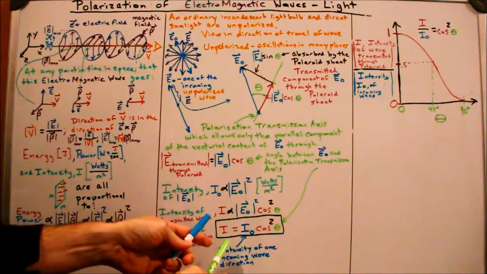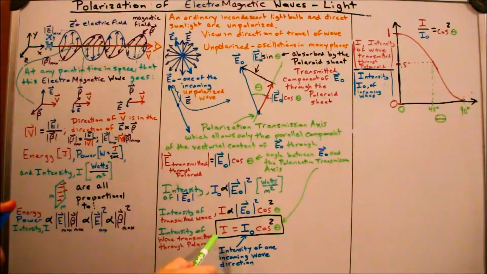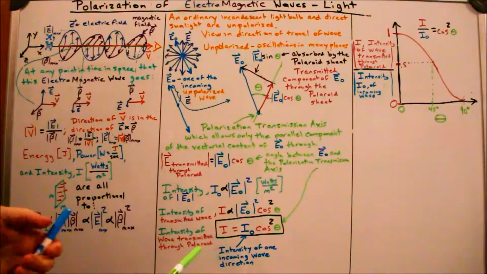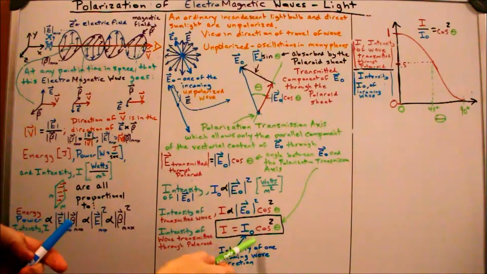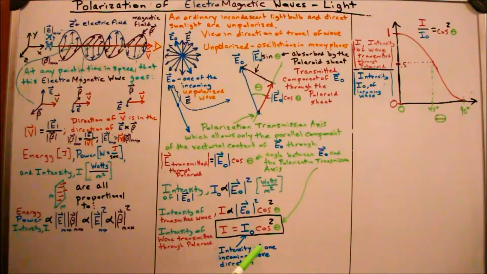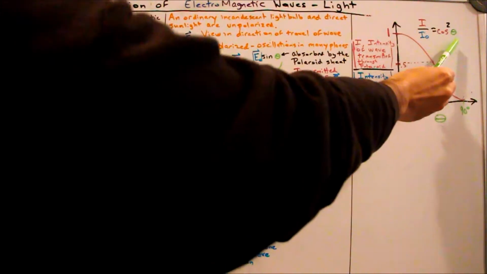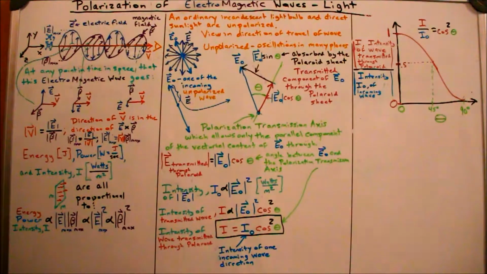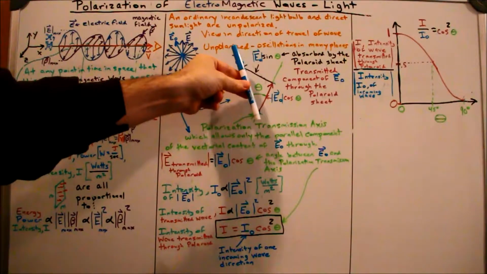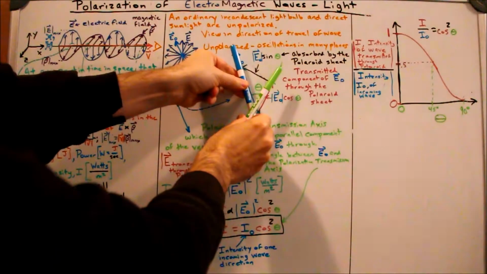This equation could then be rewritten as the ratio of the intensity of the wave transmitted through the Polaroid to the intensity of the incoming wave. And we see that ratio is a function of the square of the cosine of theta, where again theta is the angle between the incoming electric field and the Polaroid transmission angle.